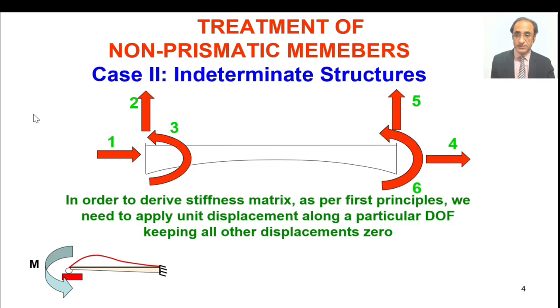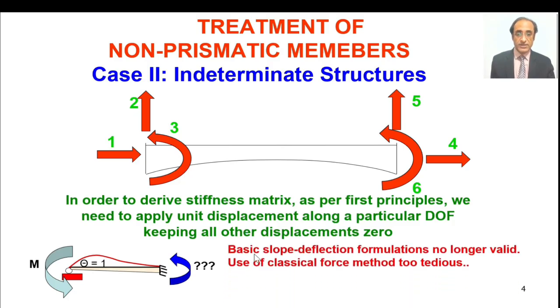We are stuck here because we don't have the standard force displacement relations. For example, here we have applied unit rotation, and we want to find the relationship between the corresponding moment and this rotation. Because the member is non-prismatic, we don't have any standard relation. Here, if we want to use the classical force method, we can use it, but it will be highly tedious.